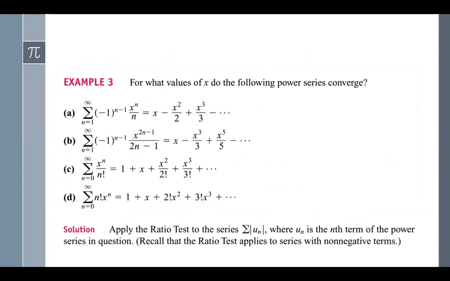All right, so in this first example, we are going to look at for what values of x the following power series converge? And you can see those power series here, along with a little hint of the solution. For each of these power series, we're going to answer most of this question by using the ratio test. It's not going to answer the complete question, but it'll come pretty close. So now I'm going to switch over to the tablet.